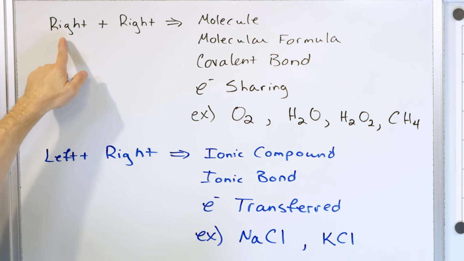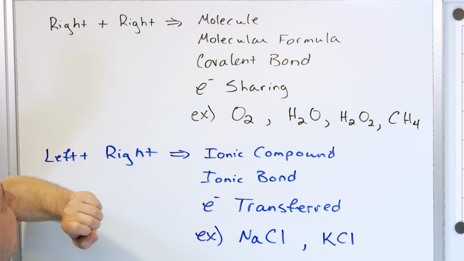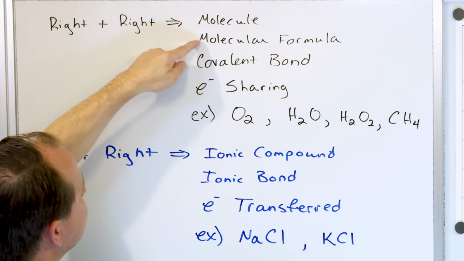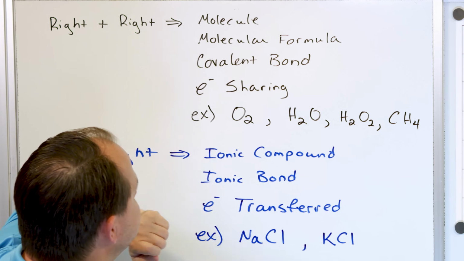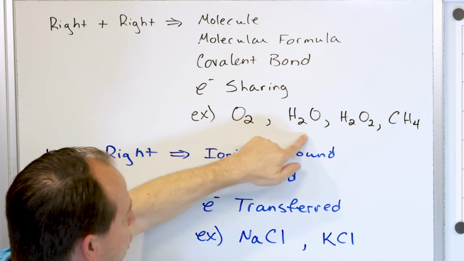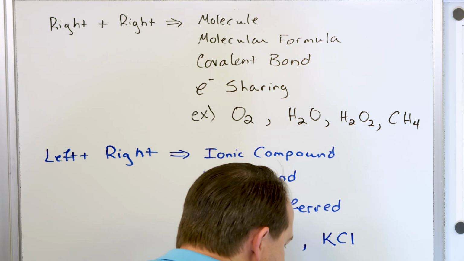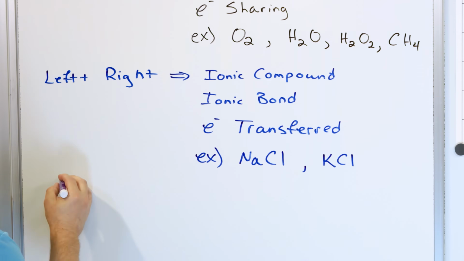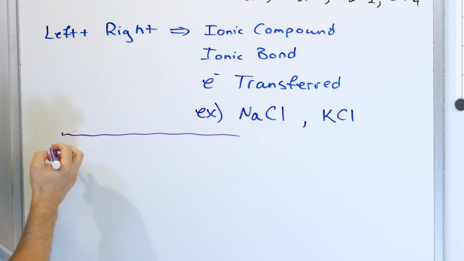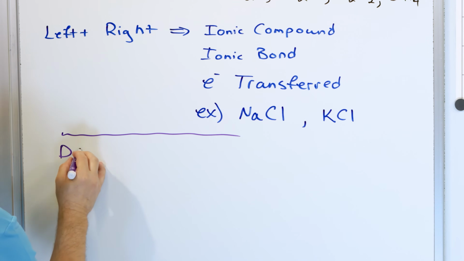And then we said when you had something on the right-hand side plus something from the right-hand side, it forms instead a molecule with what we call a molecular formula, with what we call a covalent bond, which is sharing electrons, not transferring, sharing. And here, of course, are some prototype examples. Now, we have a lot of basics out of the way. What I need to talk to you about is some special molecules that we come across all the time, and they are called diatomic molecules.